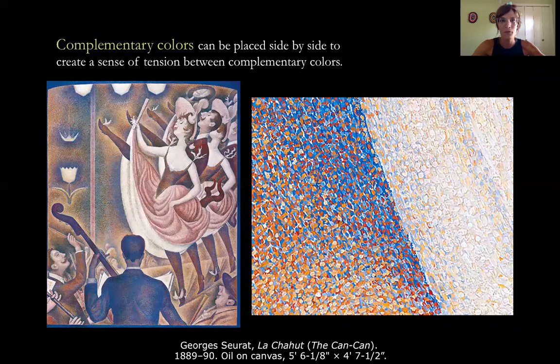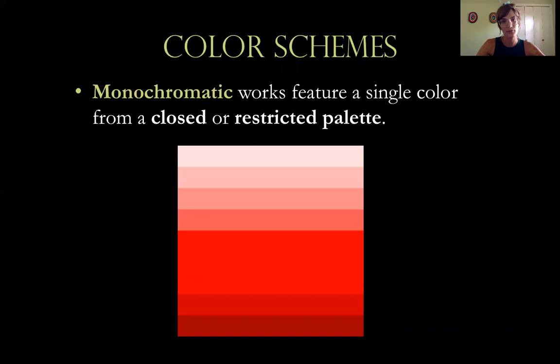So pretty cool. Complementary colors can also be placed side by side to create a sense of tension, sometimes because they look good together, but they also kind of can be tense. So here's an artist, Georges Seurat, who did a technique called pointillism. We'll talk more about him later in the class as well, where he actually used little points of color, tiny ones, and then if you zoom out, you actually see that they make up different colors.